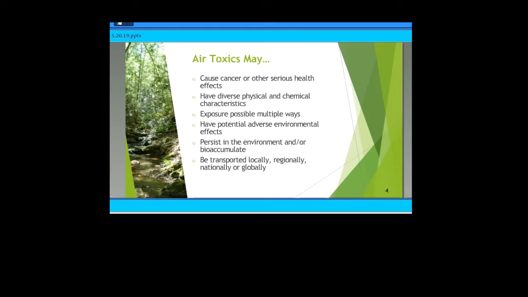They have the potential to cause adverse environmental effects on plants and critters. Some of them persist in the environment, or they can bioaccumulate, meaning that they can get more concentrated as they move up the food chain in different kinds of animals or plants. And also, all of them are transported locally, but some can travel further, like regionally or nationally or even globally. So it's a wide range of characteristics that these air toxics have.